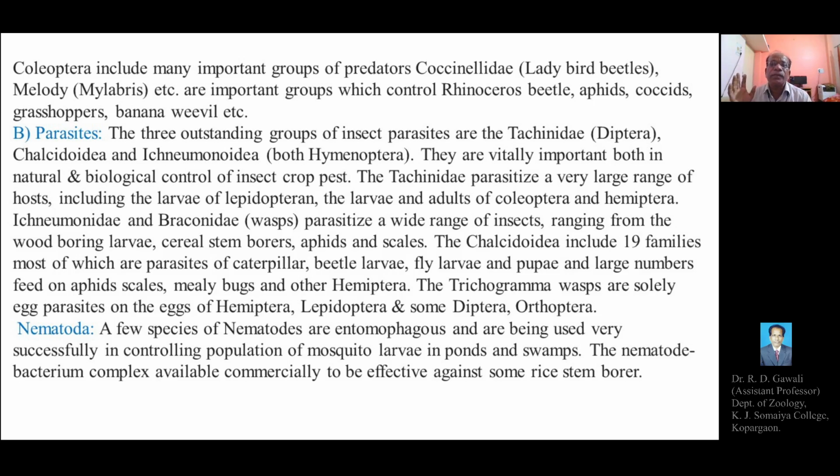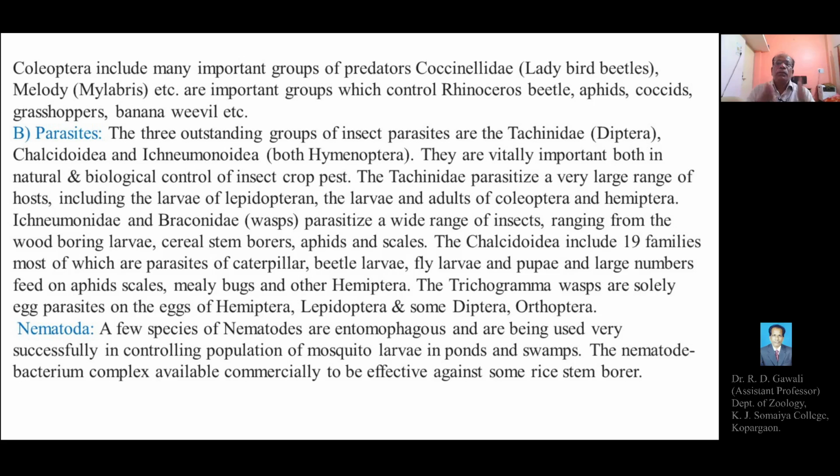and scale insects. The Chalcidoidea includes 19 families, most of which are parasites of caterpillars, beetle larvae, fly larvae and pupae, and a large number feed on aphids, scales, mealybugs, and other Hemiptera. Then the Trichogramma wasps are solely egg parasites on the eggs of Hemiptera, Lepidoptera, and some Diptera and Orthoptera.